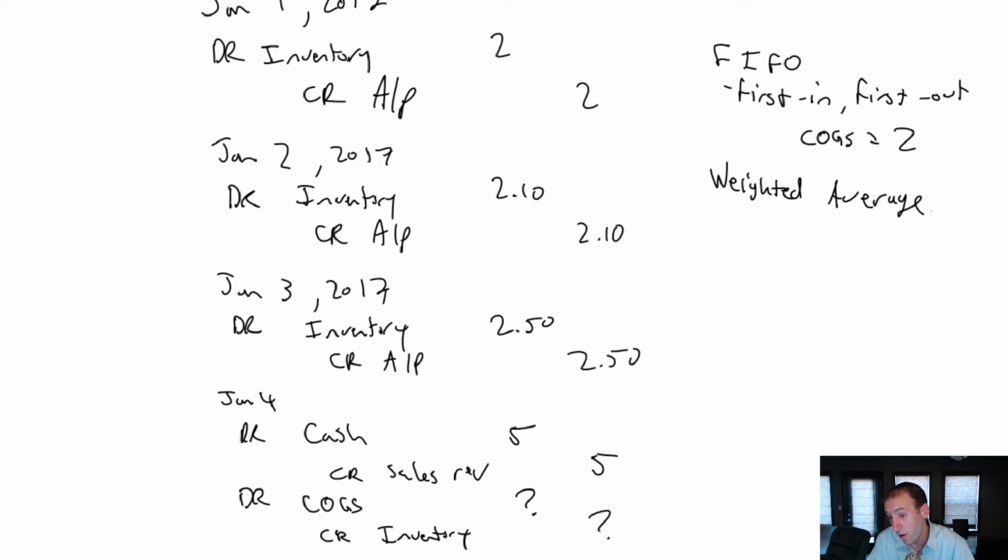We'll explain how to do weighted average later, but because we have three pairs, our average cost here is just going to be $2.20. I just add up the three numbers and divide by three. I can take a simple average. So our COGS here is 2 plus 2.10 plus 2.50. That's 6.60 divided by three, $2.20. Okay, so that's my weighted average cost.